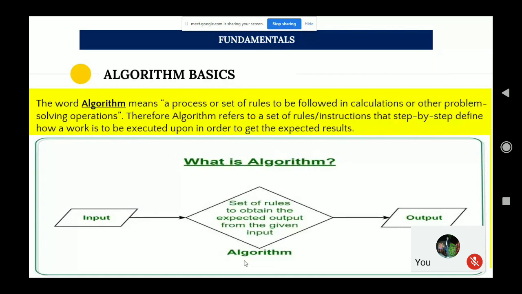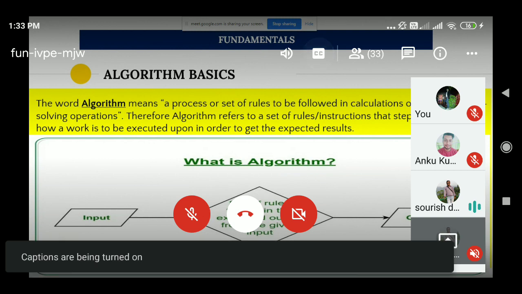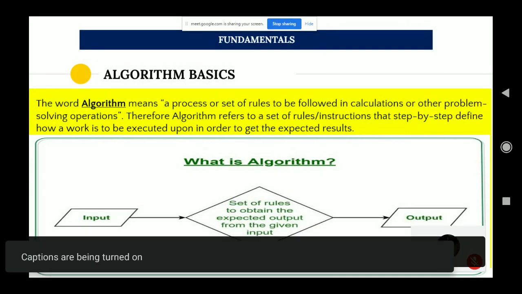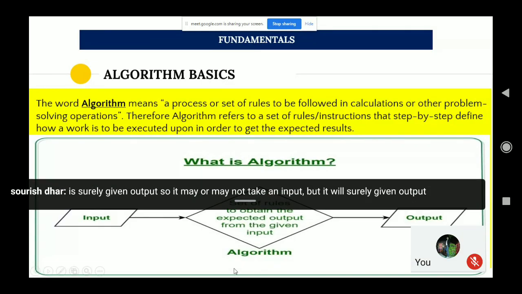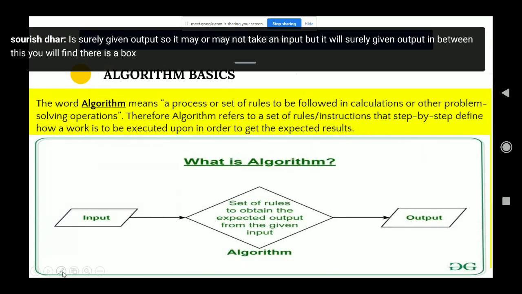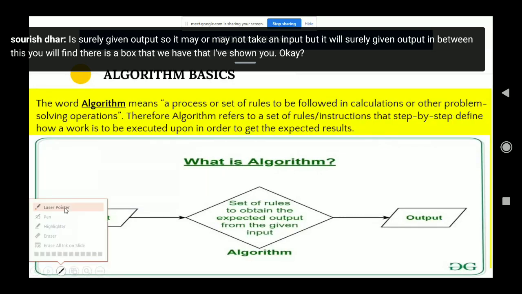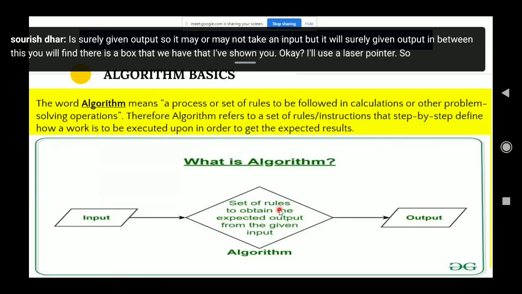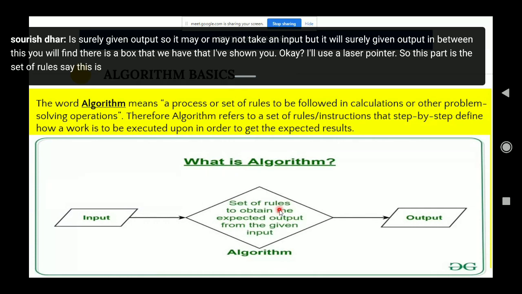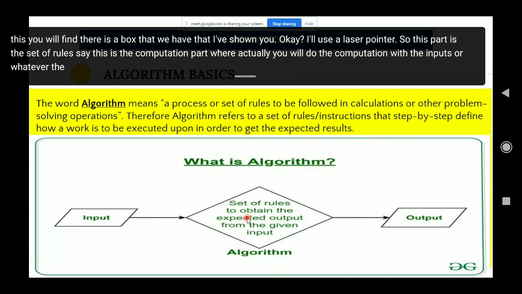In an algorithm, there are two or three features you have to understand. Each algorithm may or may not take an input, but it will surely give an output. In between, you will find a box that I have shown you. I'll use a laser pointer. This part is the set of rules, the computation part, where you do the computation with the inputs, whatever computation you want to do, and you give an output to solve the problem.